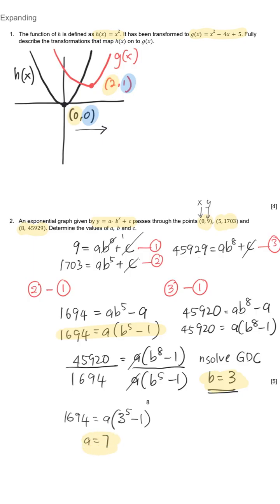Now to find c, it's easier. You can substitute into equation 1. So 9 equals a plus c, which makes 9 equals 7 plus c, and then we get c equals 2. That's how we get all three values. So with the substitution of the coordinates, then subtracting two pairs of equations, and then dividing the equations that we simplified, we can get the values.